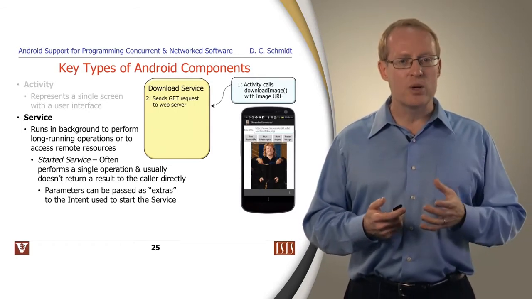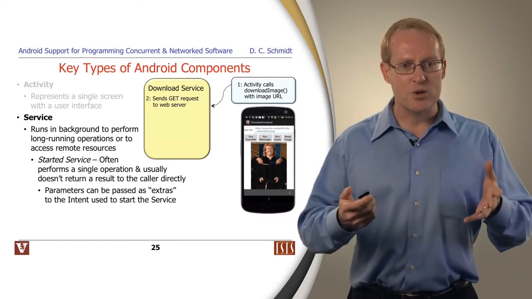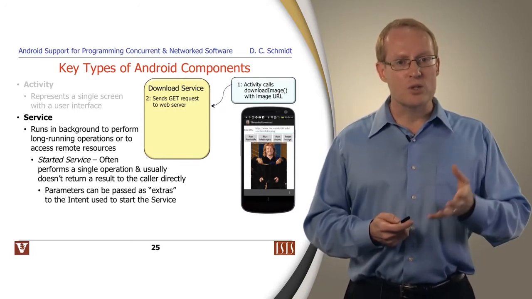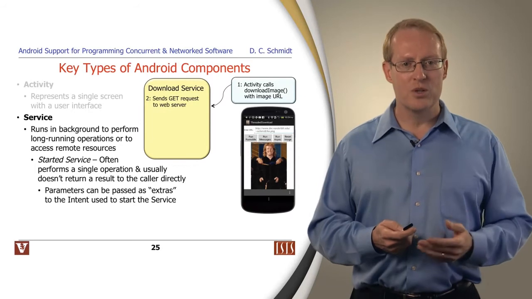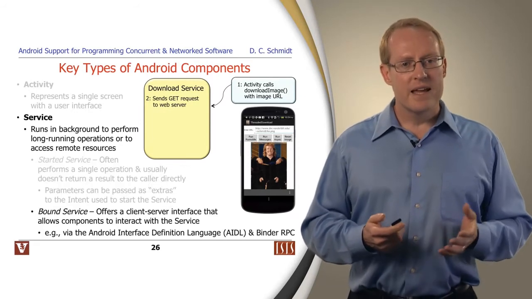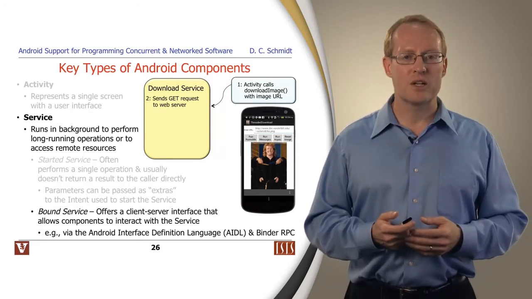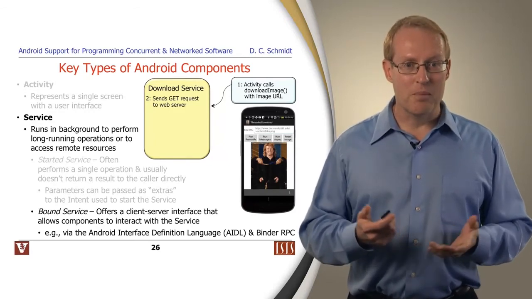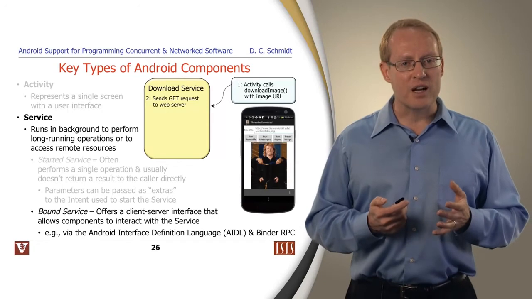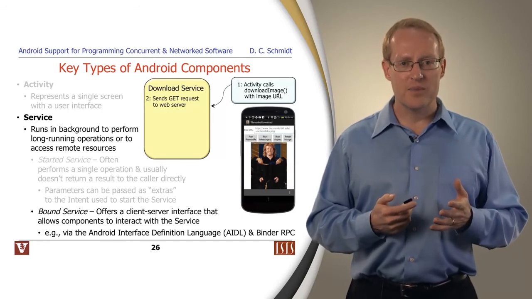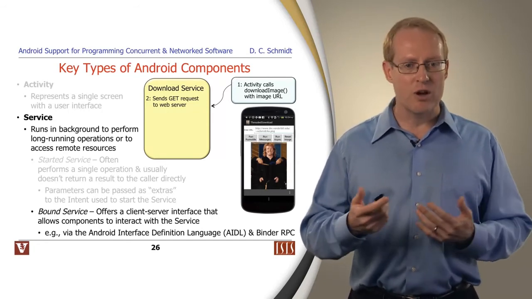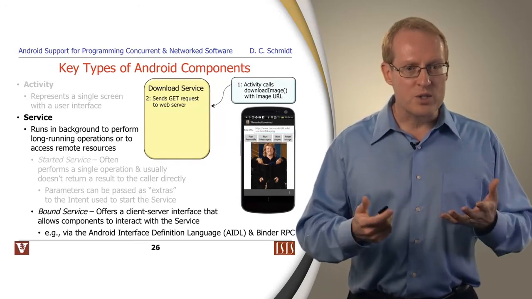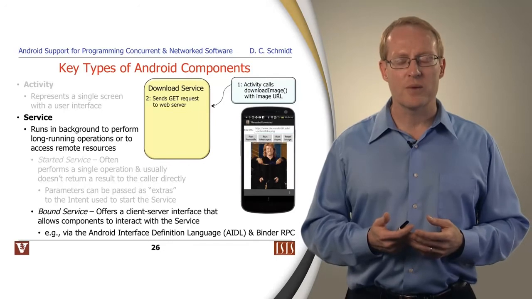As with activities, you can pass parameters as extras in the intent that's used to start the service. The start service function is used to start a service this way. The second type of service is something called a bound service, which, surprise, surprise, is launched by calling bind service. And this offers a client-server interface that allows different components, say activities or other services, to interact with the service over a longer conversation as opposed to a one-shot launch.